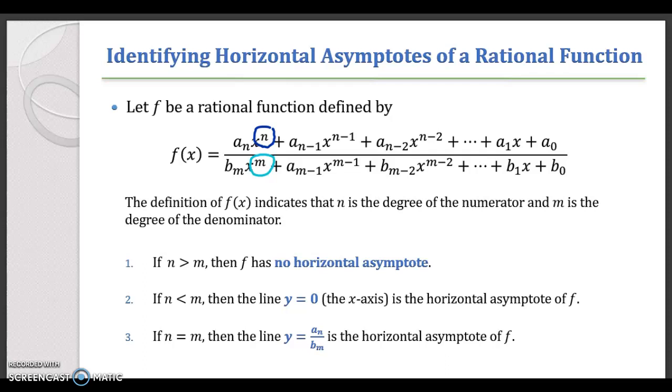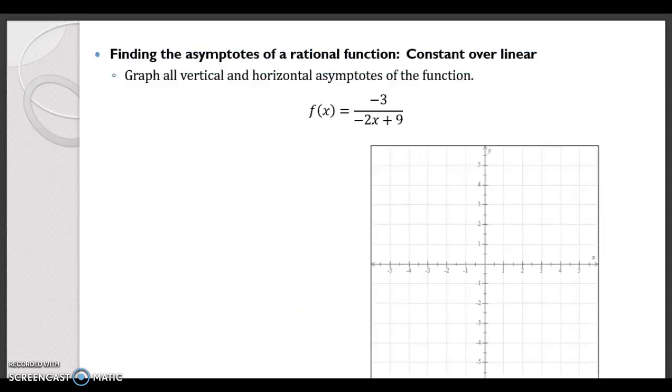If n is less than m, then the line y equals 0, or the x-axis, is a horizontal asymptote. And if n equals m, then the line y equals a sub n divided by b sub m is a horizontal asymptote. So we take the two leading coefficients and we divide them, and that becomes the equation of my horizontal asymptote. Okay, so keep these concepts in mind as we go on to that same problem.